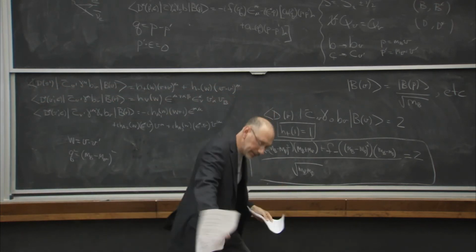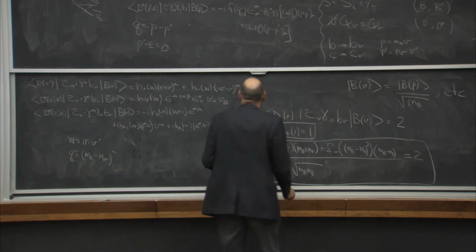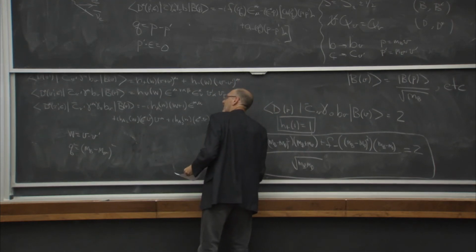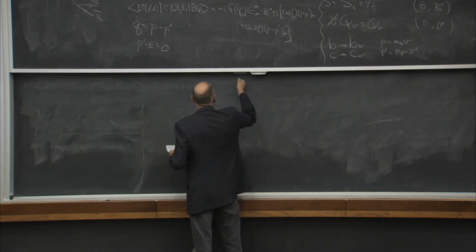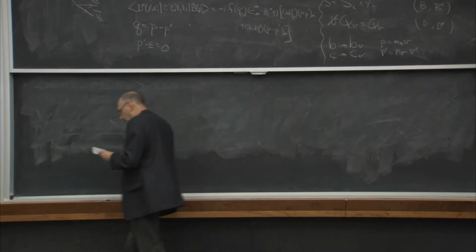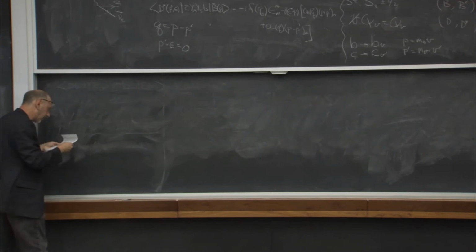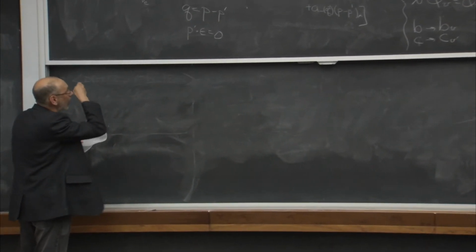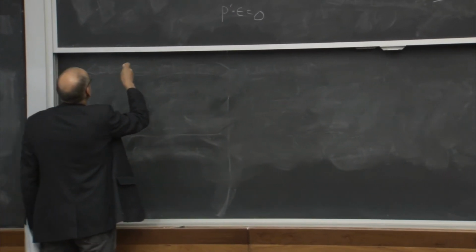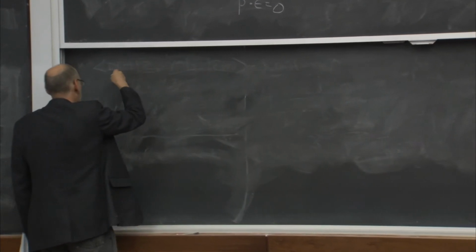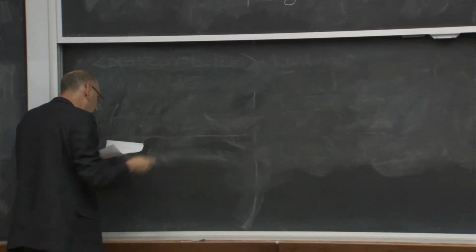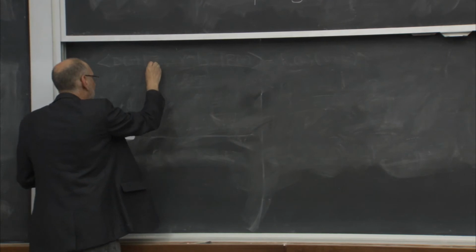So the trick is to put the mesons, so let's say the D and D star mesons or the B bar and B star mesons, to put them together, introduce interpolating fields for them.